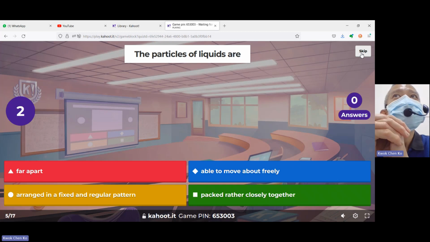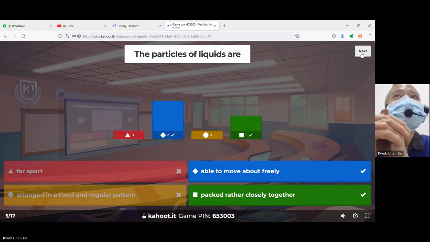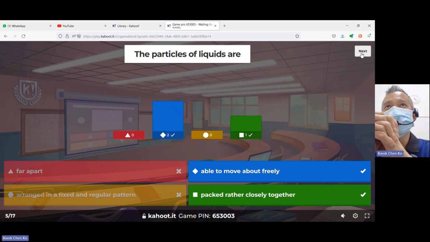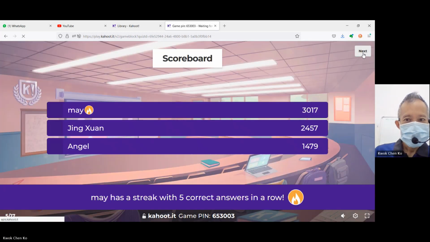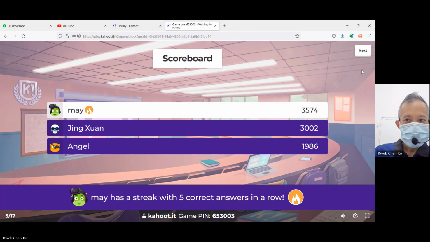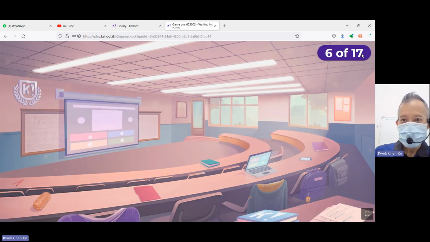Okay. Correct. Yep. Okay. Here they give you 2 possible answers. We move about freely or kept rather close together. Okay, good. We are still at the top.